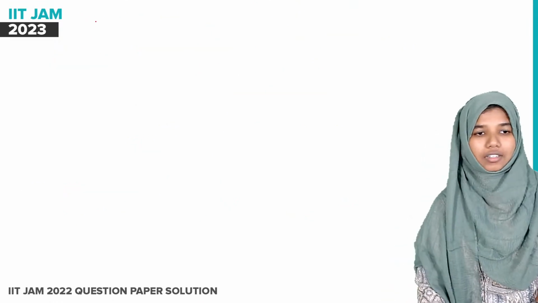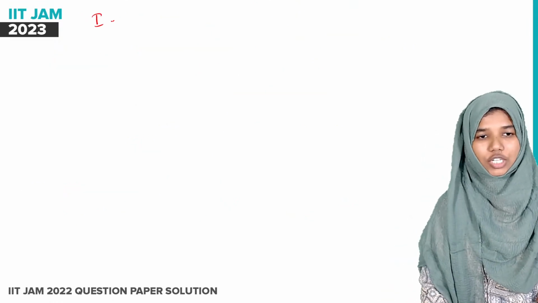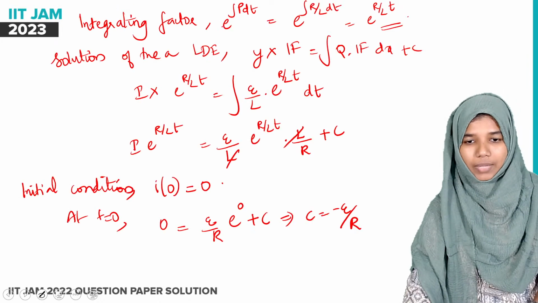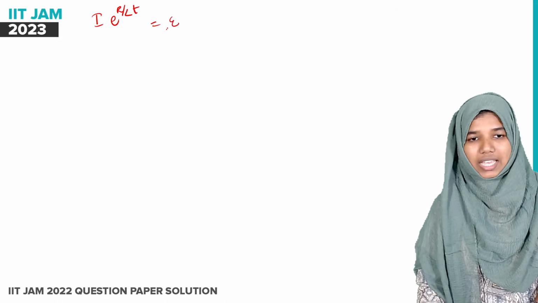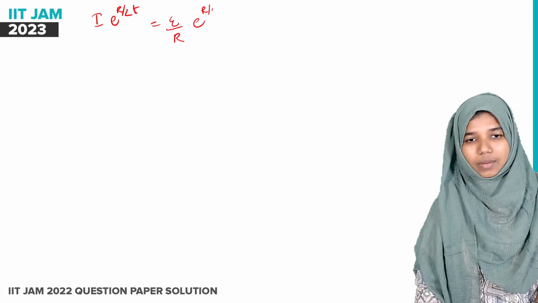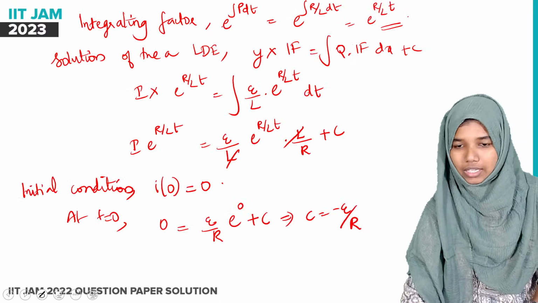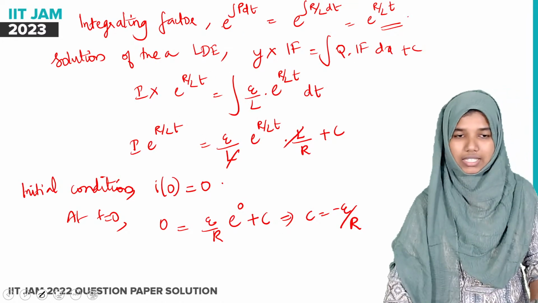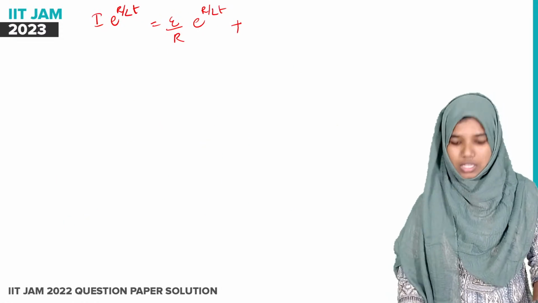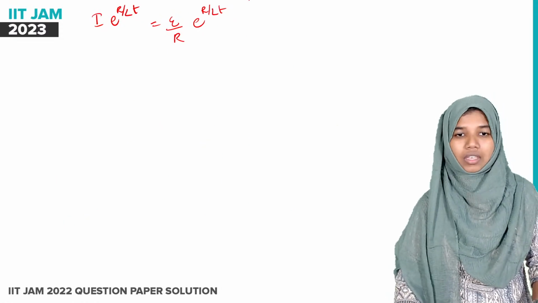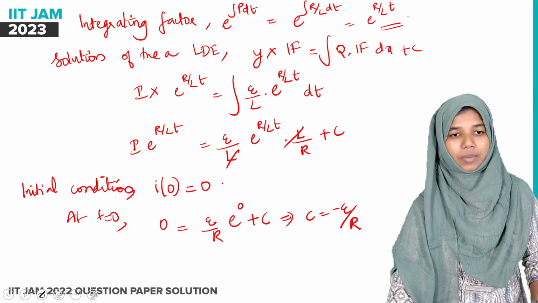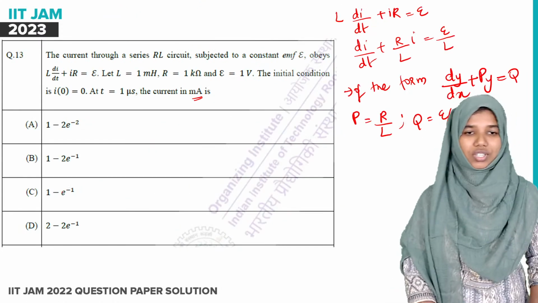So the solution of the equation is I into exponential R by L t is equal to epsilon by R exponential R by L t plus C. Okay, plus C is our solution. So our initial condition vechittu we find C is equal to minus epsilon by R. Okay, so given differential equation solution we kandupidichu.